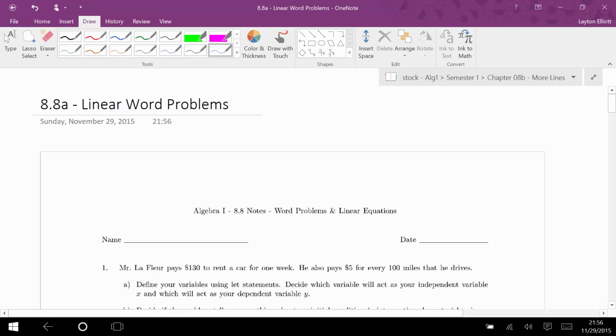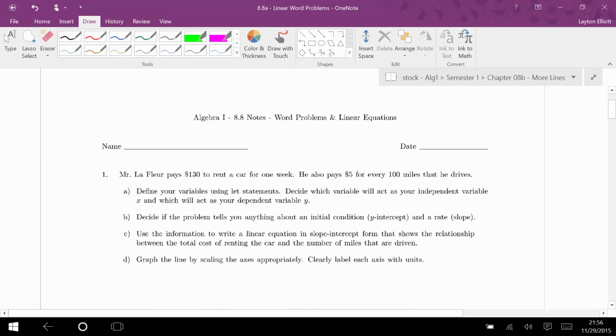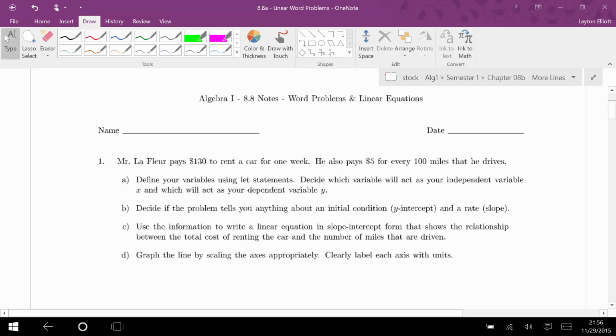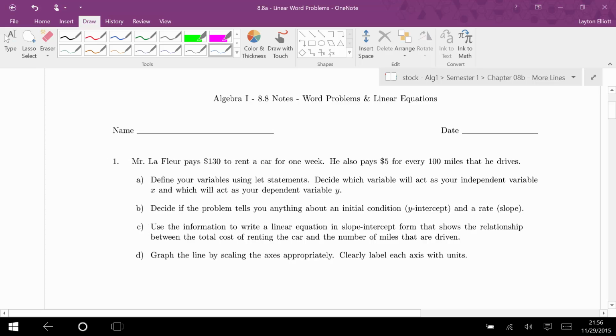We are now going to write equations from word problems. This isn't as bad as it sounds, so let's get going. This says Mr. LaFleur pays $130 to rent a car for 1 week. He also pays $5 for each 100 miles that he drives. So let's just go step by step.